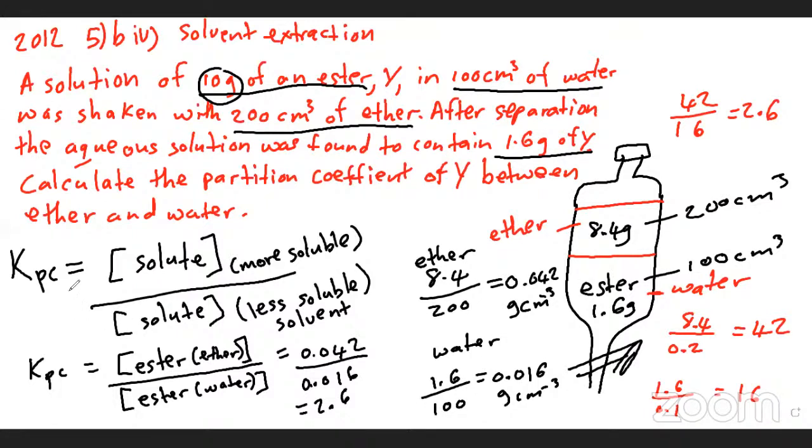So if I want the partition coefficient, this is how you do it. You work out the concentration in each layer.